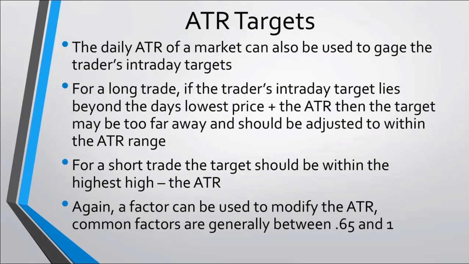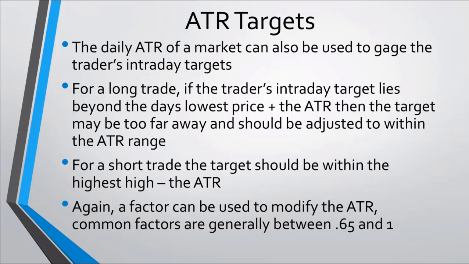How about for targets? ATRs for targets. The daily ATR of a market can also be used to gauge the trader's intraday targets. For a long trade, if the trader's intraday target lies beyond the day's lowest price plus the ATR, then the target may be too far away and should be adjusted to within the ATR range. For a short trade, the target should be within the highest high minus the ATR. Again, a factor can be used to modify the ATR. Common factors are generally between 0.65 and 1.